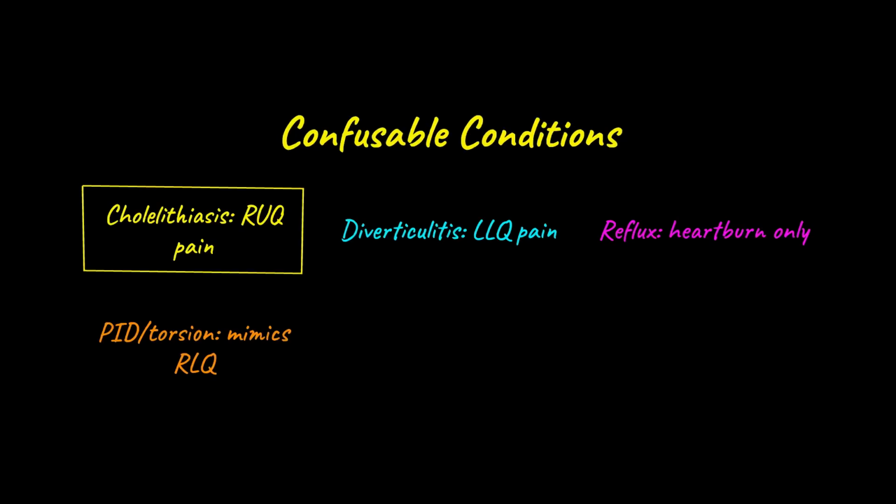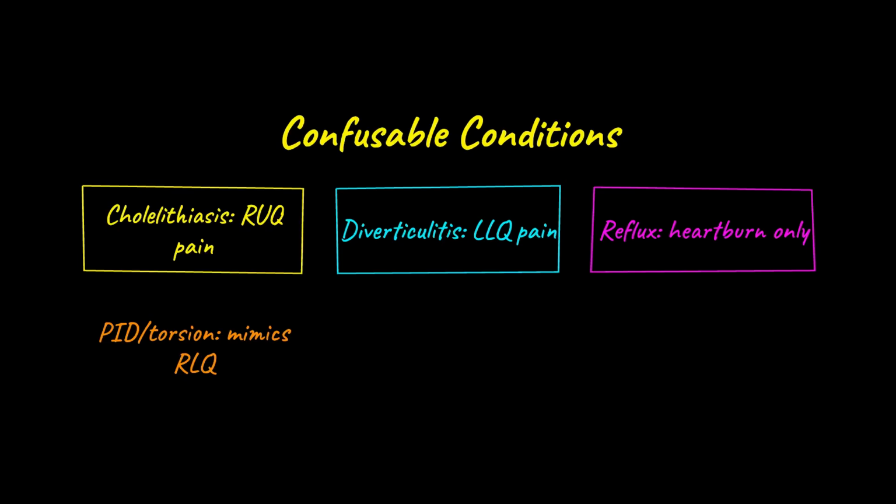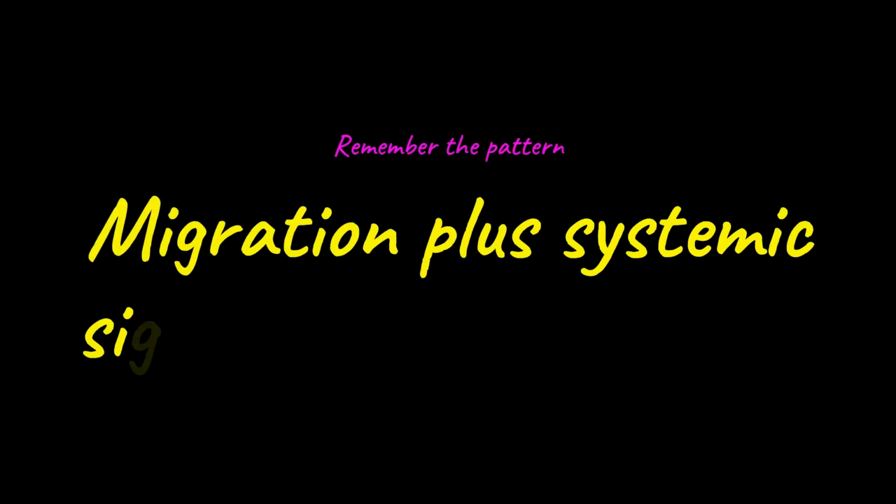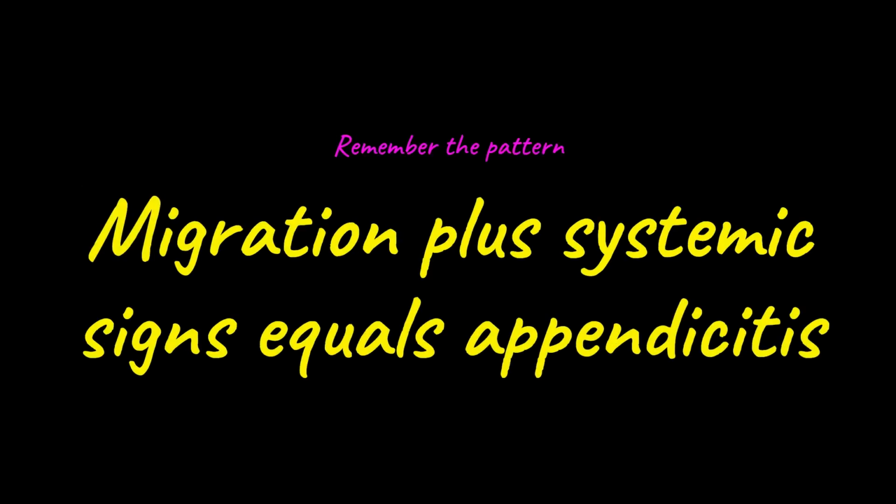Don't confuse it with lookalikes. Cholelithiasis causes right upper quadrant pain after fatty meals. Sigmoid diverticulitis causes left lower quadrant pain. Reflux esophagitis causes heartburn without migration. And PID or ovarian torsion can mimic right lower quadrant patterns. Whenever a stem describes pain moving from the navel to the right lower quadrant alongside fever and nausea, recognize the fingerprint and escalate without delay.